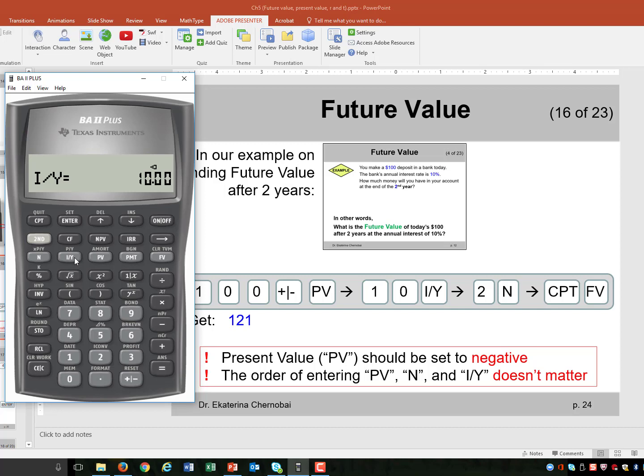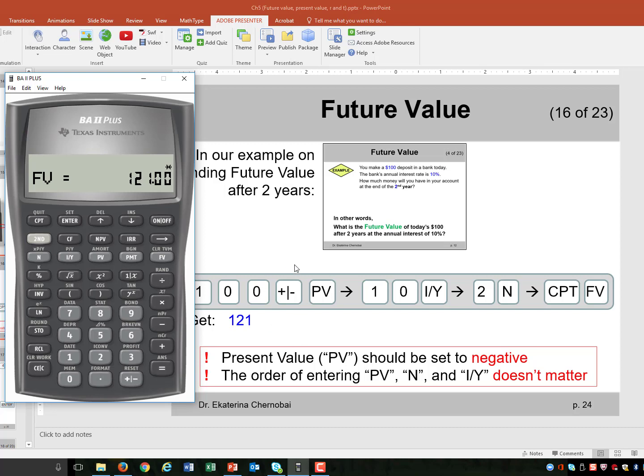And the third thing we need is over how many years the money will be earning interest. In our example, that's 2 years. So enter the value first, 2, and then press N, which stands for number of time periods, 2N. We are done with entering the 3 numbers that are given, and there are always 3 to find the future value. And now we want to compute the future value. Compute, CPT key, future value, FV key. Done.